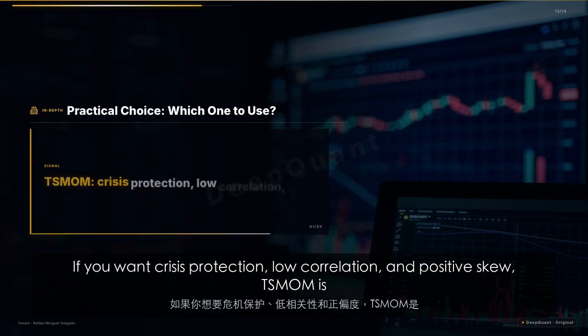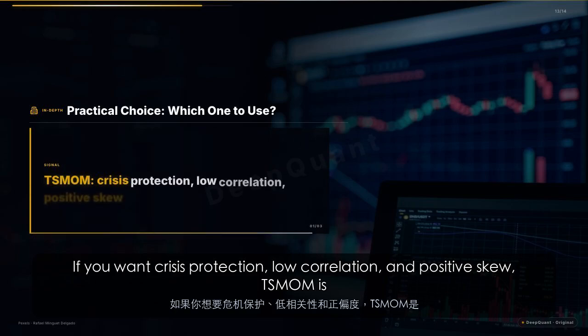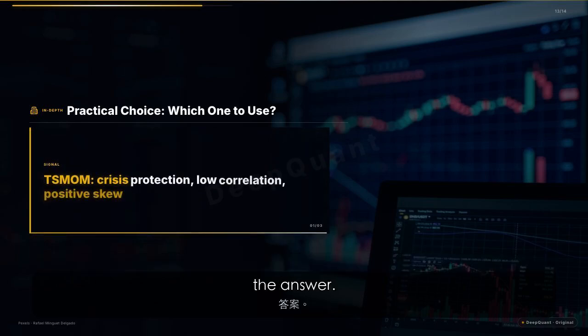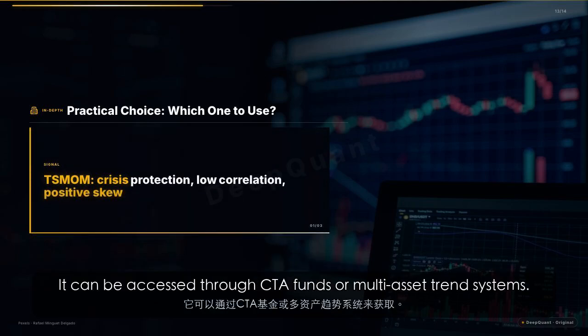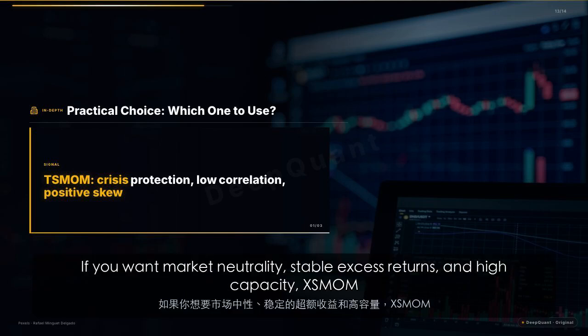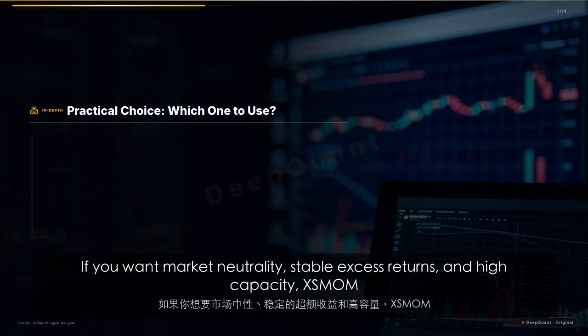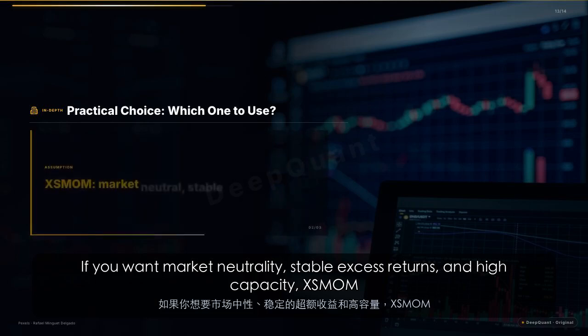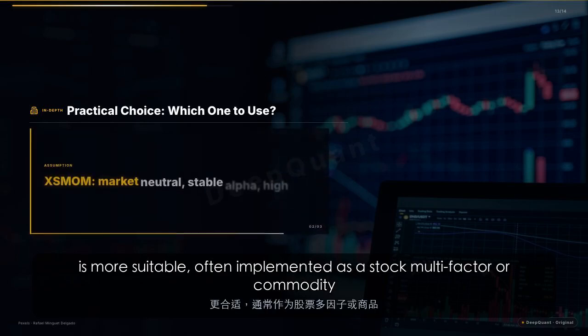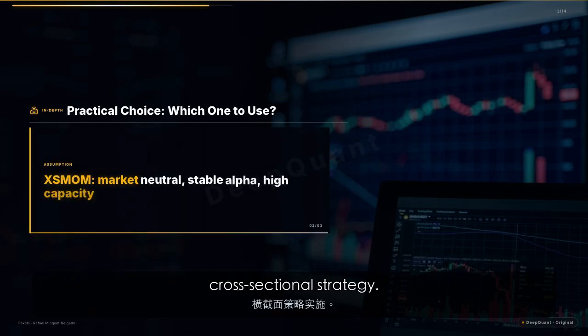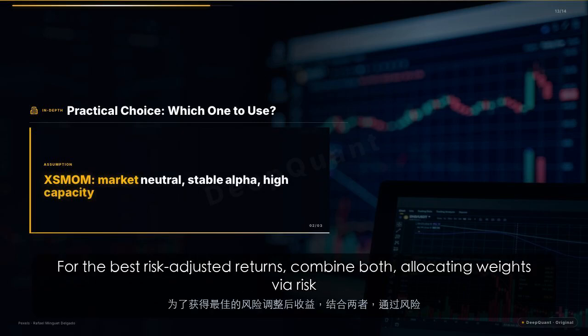If you want crisis protection, low correlation, and positive skew, TSMOM is the answer. It can be accessed through CTA funds or multi-asset trend systems. If you want market neutrality, stable excess returns, and high capacity, XSMOM is more suitable, often implemented as a stock multi-factor or commodity cross-sectional strategy. For the best risk-adjusted returns, combine both, allocating weights via risk parity.